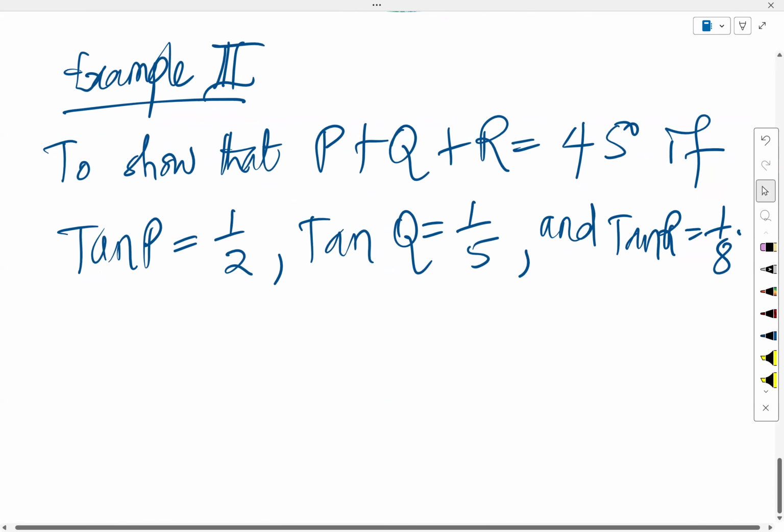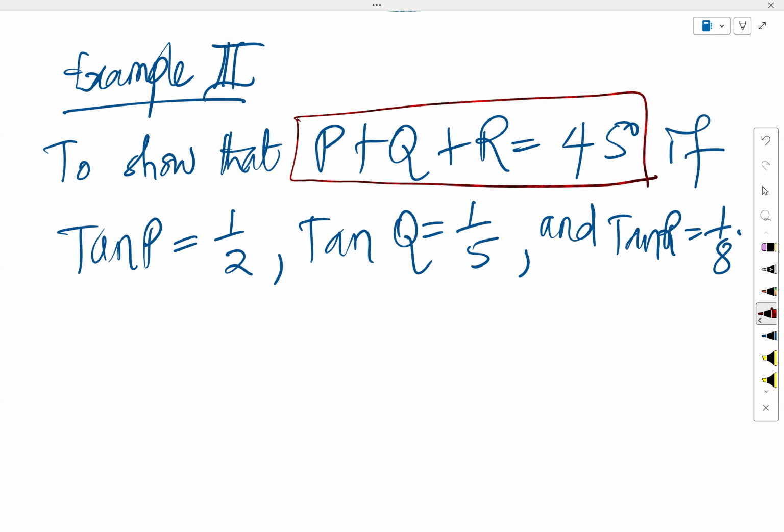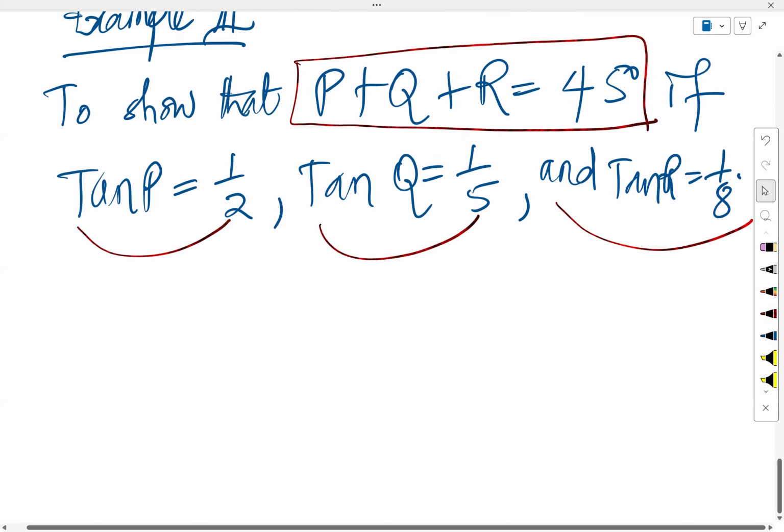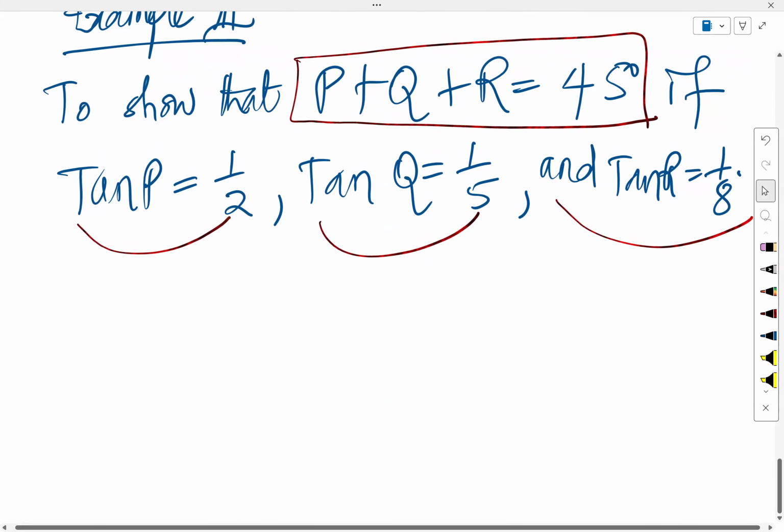So in this case, of course, look at this part. We want to show that P plus Q plus R is 45 degrees. And how do you show that? Now you can see all of this is in terms of tan, right? Tan P is 1 over 2, tan Q is 1 over 5, and tan R is 1 over 8. So what you can do there is to see what happens.